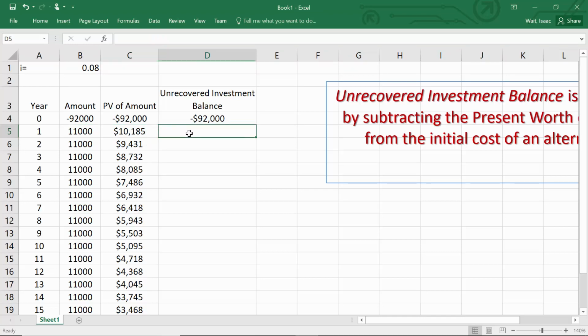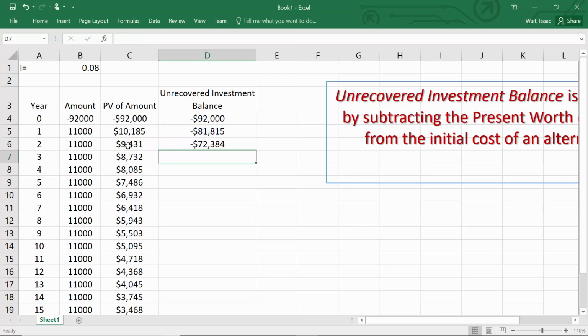So your unrecovered investment balance is going to be the previous balance, which is in present value terms, and how much new revenue came in for that year. So all I said is the cell above plus the cell to the left. And so that's where the $81,815 comes from. And now that same pattern is going to hold true. It's the one above plus the one to the side.